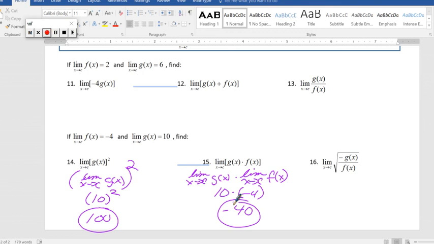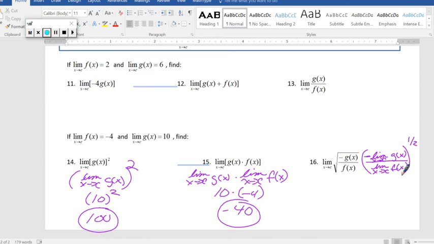For number 16, there are several things going on. We have the square root, which eventually I'm going to write as to the 1/2 power. This negative here is really like a scalar, so it's minus the limit as x is approaching c of g of x all over the limit as x is approaching c of f of x.